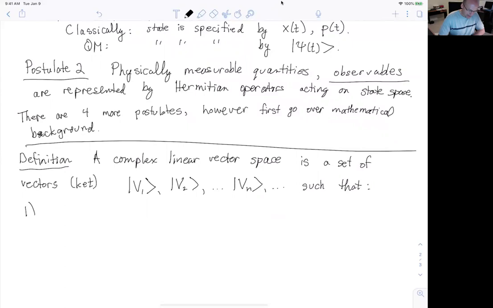One is, if you add any two of them together, you should get another ket. So V1 plus V2 is also a ket. In other words, it's not possible to take a sum of two kets and get something that isn't a ket. And so this is called additive closure. Okay, the set is closed under addition.